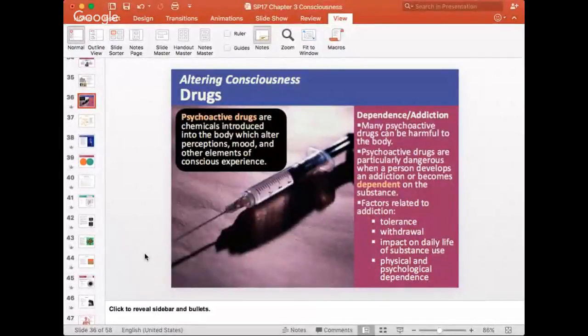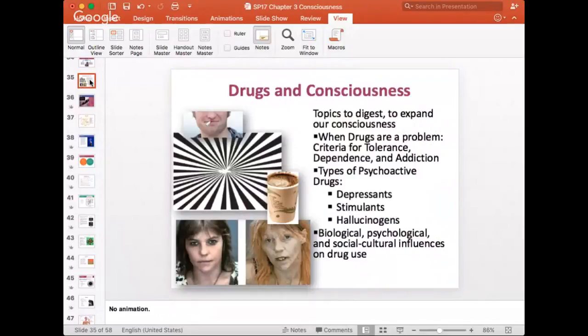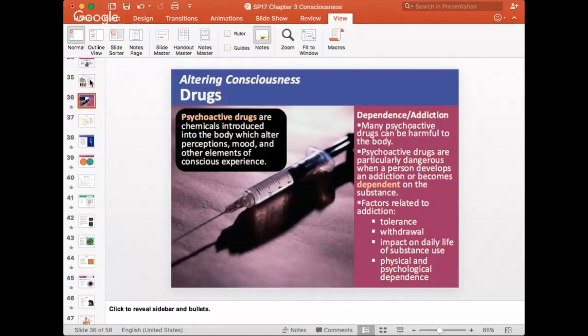I always think it's interesting that we cover drugs when we talk about consciousness, because you're like, we're talking about sleep, we're talking about dreams. Where does heroin come into that? But the reason that we talk about drugs in this unit is because psychoactive drugs are any type of chemical introduced to your body which can alter your perceptions, your moods, and generally your conscious experience. So drugs alter your awareness. Remember, the entire chapter is about your consciousness, which refers to what you are aware of. And drugs definitely physiologically induce other states of consciousness.